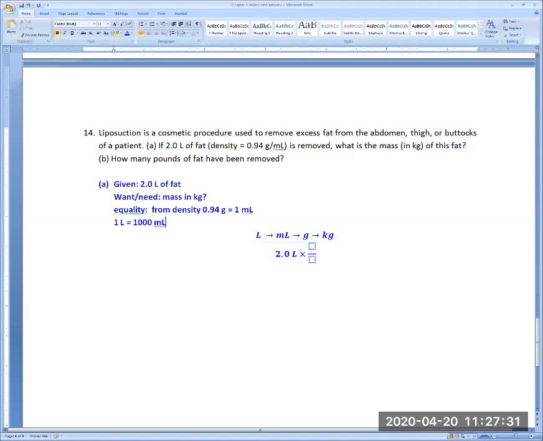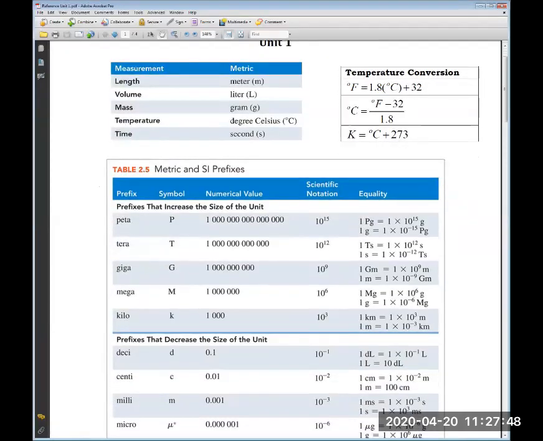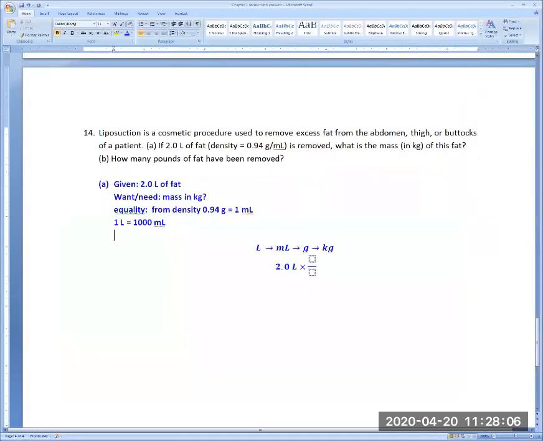So to change grams into kilograms, we need another equivalence here, equality. And so if you look at the metric prefixes, kilo here is worth 1,000. So 1 kilogram equals 1,000 grams. So let's write that back in our document here. So 1 kilogram equals 1,000 grams, right? So now we can start writing our calculation.